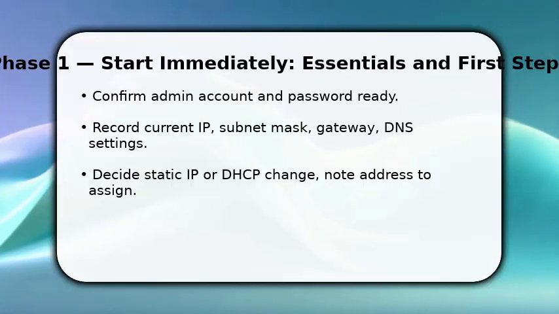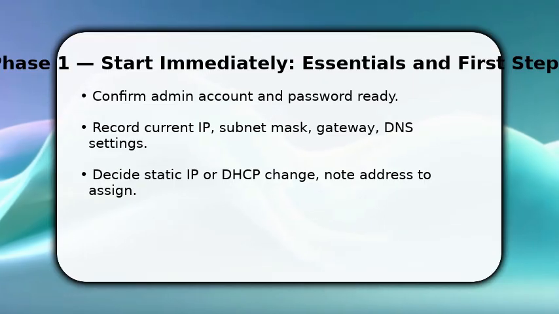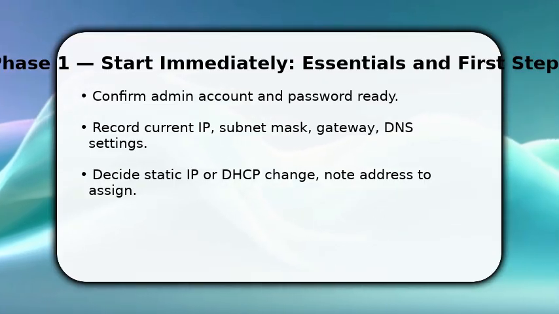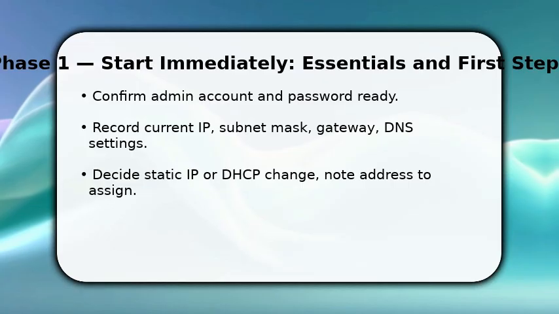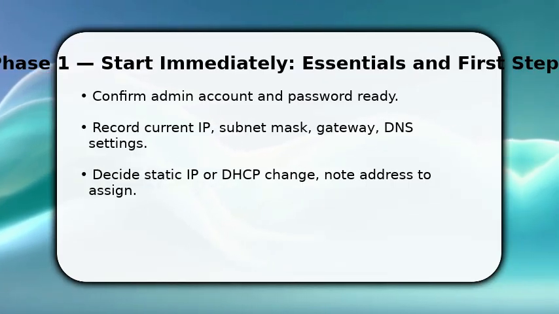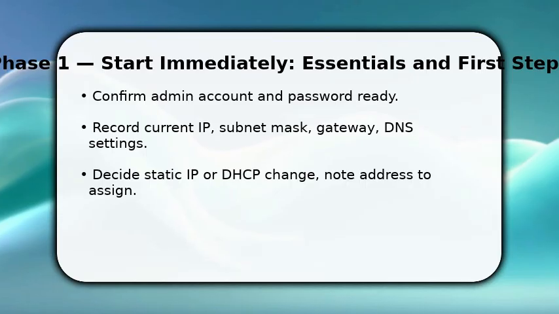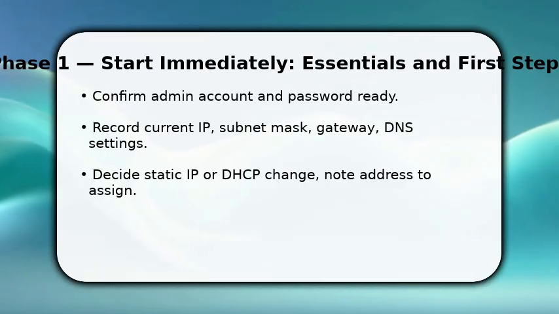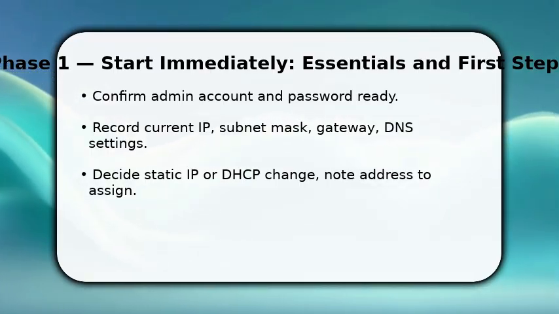You begin by ensuring you have an administrator account and the current network values noted. Open the network settings now. On Windows, use Control Panel or Settings. On Mac OS, System Preferences, and on Linux, NM Connection Editor or Network Manager. Once open, locate the adapter you will edit and choose Properties or Configure.